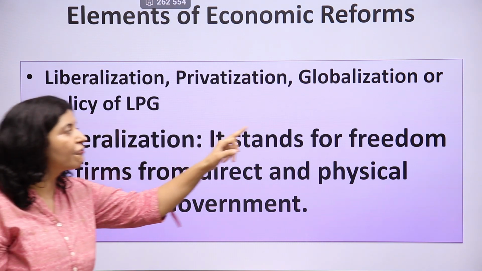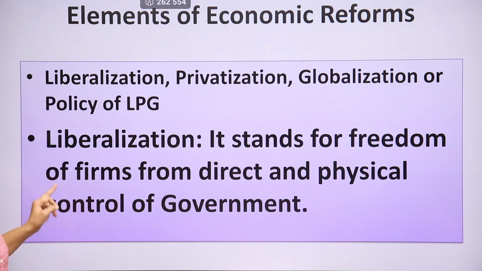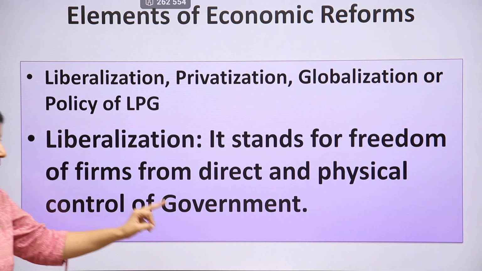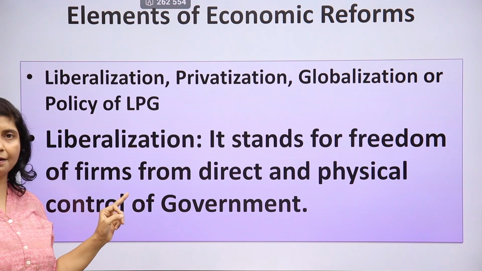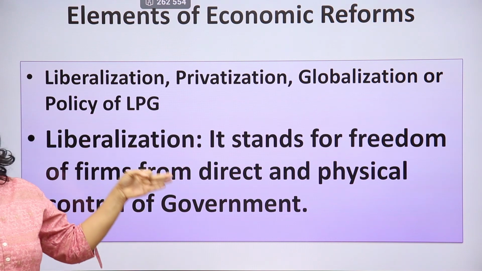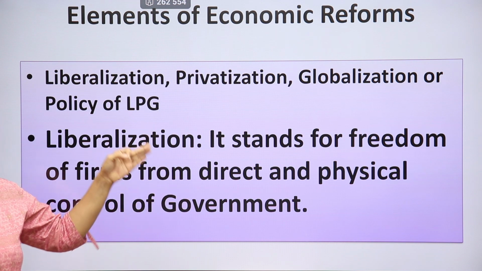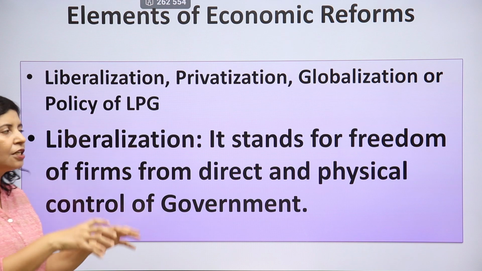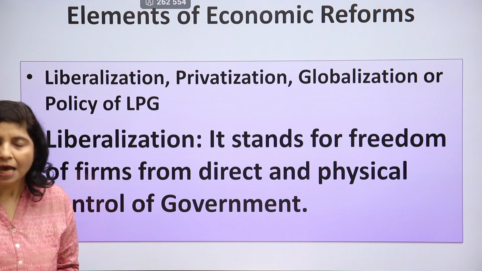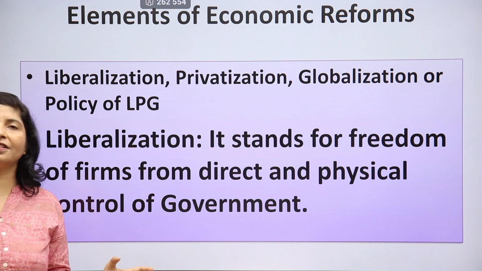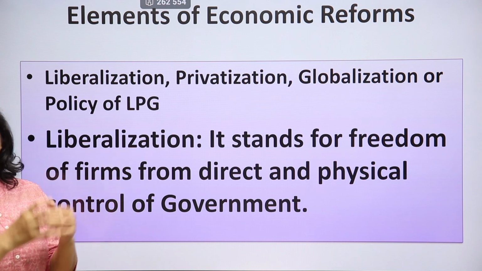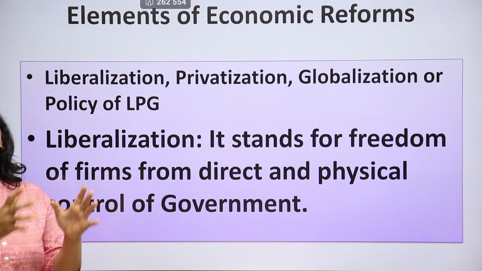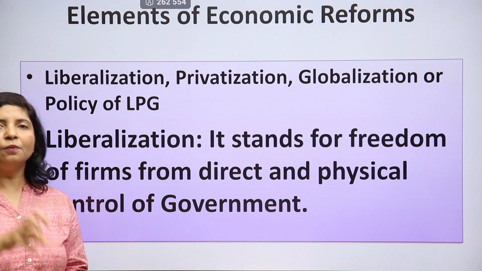It stands for freedom of firms from direct and physical control of government. As we explained earlier, government was following the policy of licensing, permits and quotas for the private sector, and there was direct physical control over these firms. They had to obtain a license for everything, they had to obtain permits for expanding their organization, expanding their production, or opening any new plant, installing any new machinery.